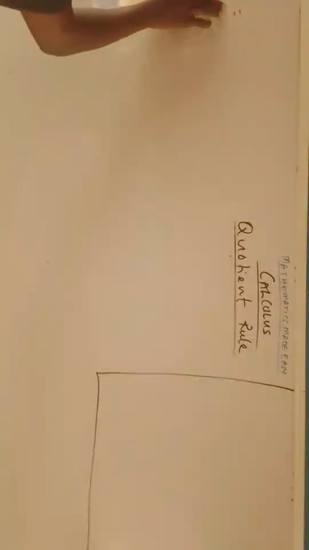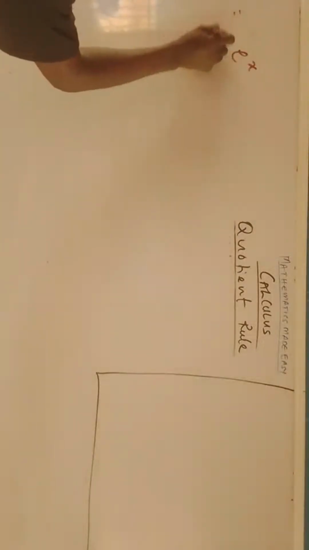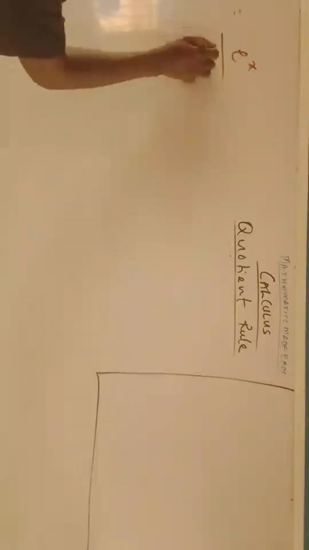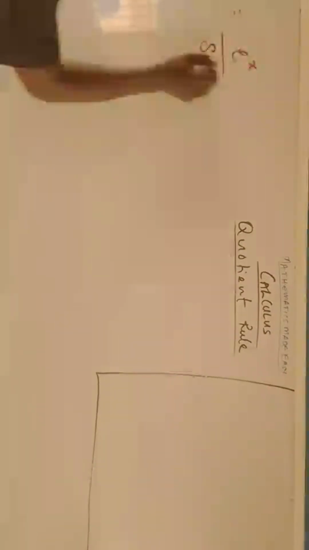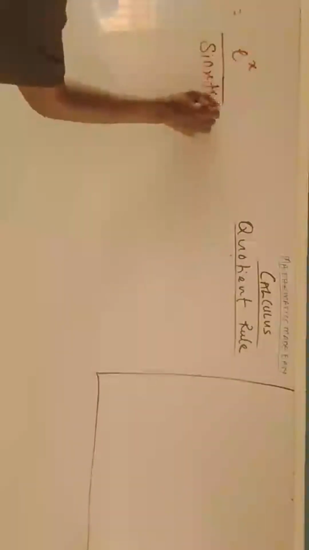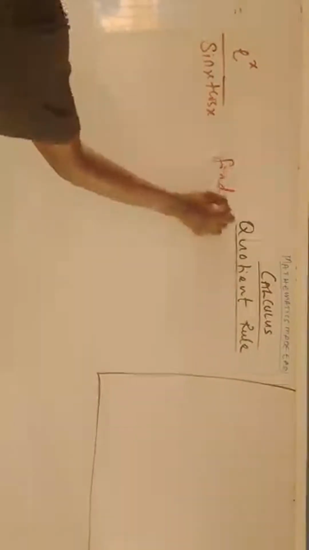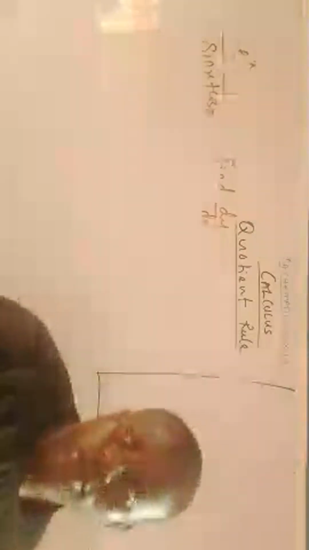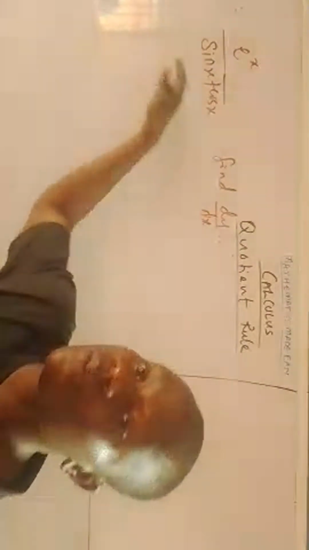Okay, so example number 2. We have this function, y is equal to exponential x over, let's just use sin x, okay, plus cos x. So find dy over dx. Alright, so that's the next question. We have y is equal to exponential x over sin x plus cos x. So I want to find the derivative of this particular function right here.